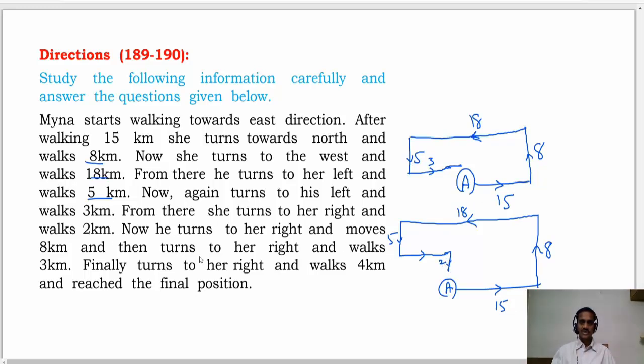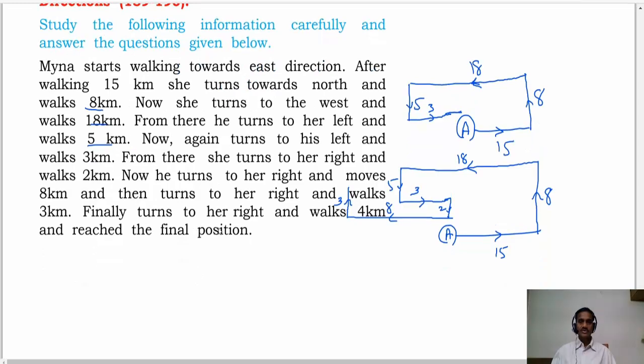So now she turns to her right and moves 8 kilometers. Here 2 kilometers తర్వాత next మళ్ళీ 8 kilometers. 8 kilometers అంటే ఇది ఎంత చెప్పండి, ఇది 3. ఇక్కడ నుంచి 8 kilometers అంటే 3 plus 5, 8. Now this is 8 kilometers. And turns to her right and walks 3 kilometers. ఇక్కడ నుంచి next మళ్ళీ 3 kilometers right hand side వచ్చింది. Finally to her right and walks 4 kilometers. ఇక్కడ నుంచి మళ్ళీ right hand side తిరిగి ఎంత తిరిగింది చెప్పండి, 4 kilometers అండి. ఇక్కడికి 3 kilometers, 8లో 3 అయిపోతే ఇక్కడ 5 ఉంది. 5లో మళ్ళీ 4 కవర్ చేస్తుంది.